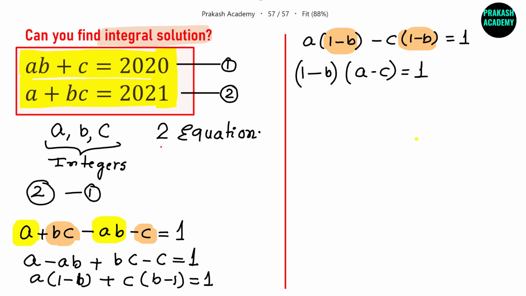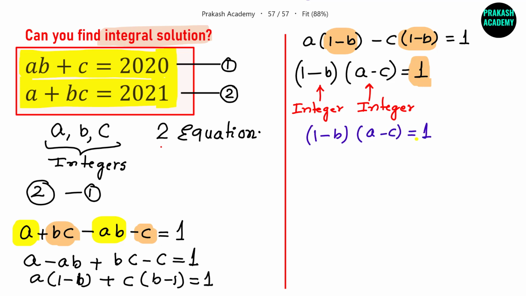Now see, the product of two numbers is 1, and A is an integer, C is an integer, B is an integer. So A minus C is also an integer. What about 1 minus B? This is also an integer. And the product of two integers is 1. There are only a few possibilities. So 1 minus B into A minus C is equal to 1. This is possible if this is 1 as well as this is also 1, or this is minus 1 and this is also minus 1. So there are two cases.